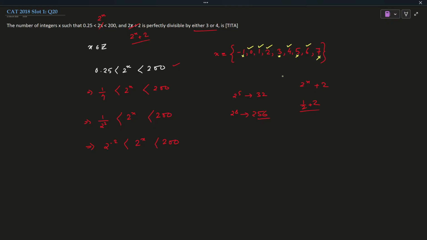So what are the possible values of x? 0, 1, 2, 4, 6. So how many values are there? 1, 2, 3, 4, 5. So the number of integers x will be 5. This is the type-in answer, so you must enter 5. Not a difficult one, I would say it's an easy to moderate level question. Let's move on to the next question.